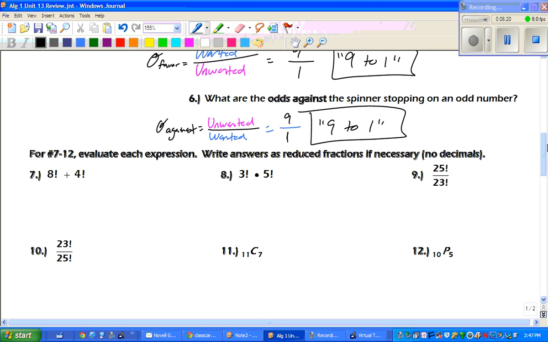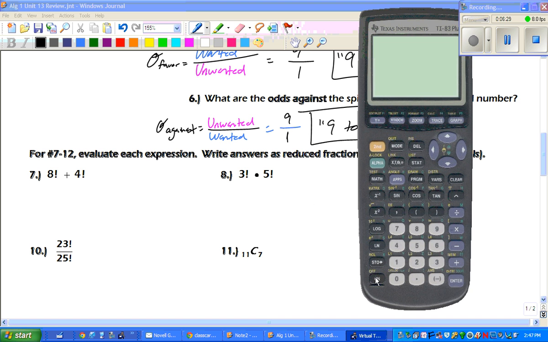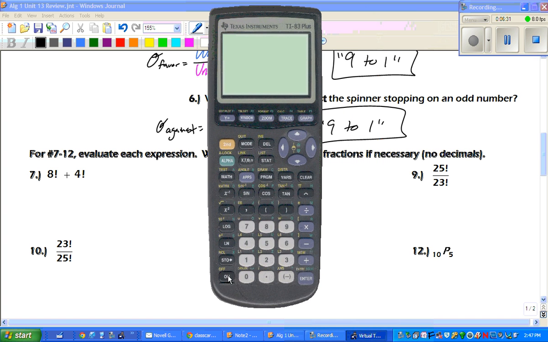Okay. Number 7 through 12, it says evaluate each expression, write the answers as reduced fractions if necessary. No decimals. Okay, so when we're doing problems like this, I know we can just do them in the calculator and be like, well, this is it. Okay, we're going to do this step by step.